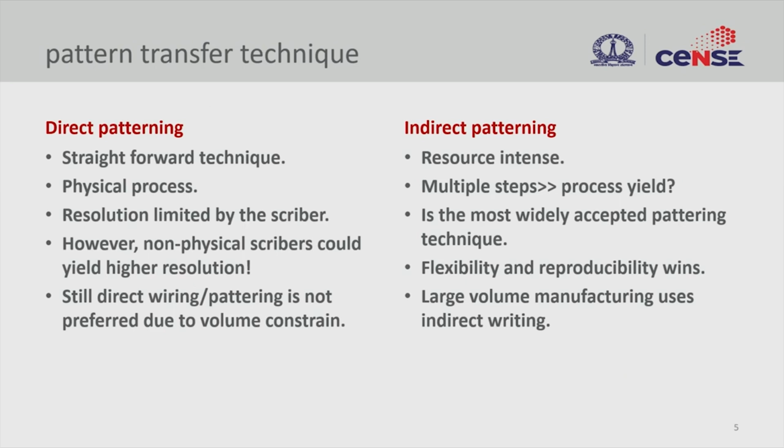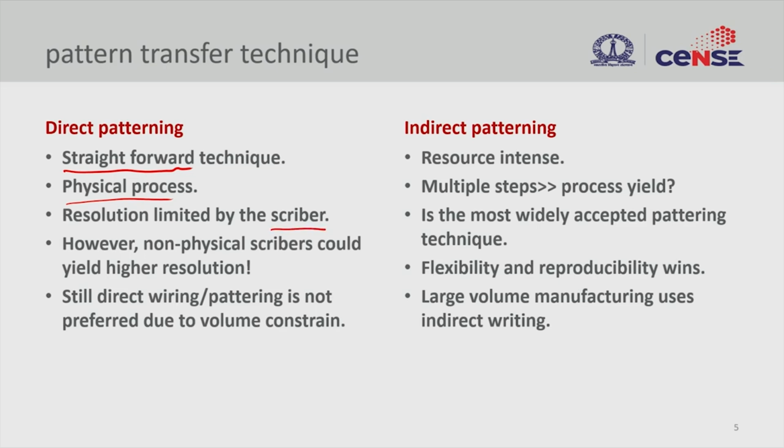Direct patterning is a straightforward technique, right? So there is no need for any intermediate layer, right? There is no subsequent processing required. We just take the physical object or a beam to directly write onto the substrate. As I mentioned, it is a physical process, right? So by which we are removing it. So the resolution here is limited. What is the smallest feature we can transfer, right? That depends on the scriber, right? How small the scriber could be.